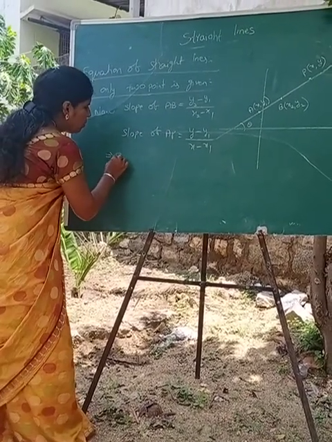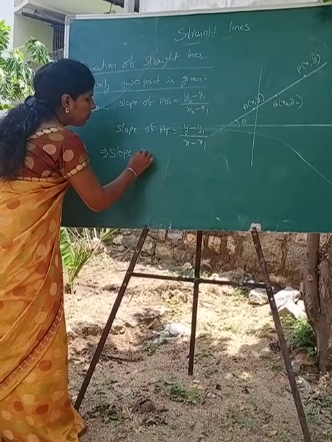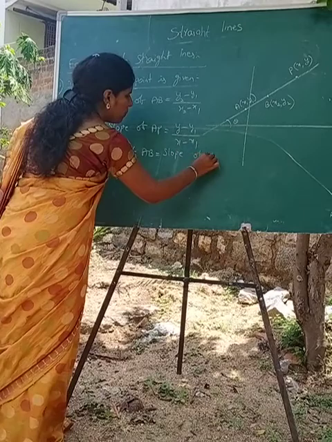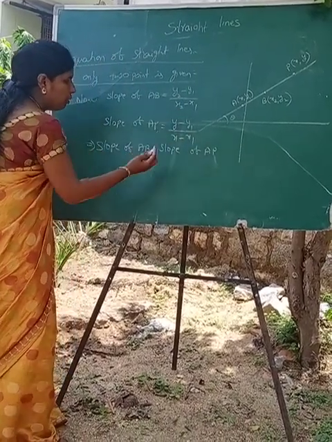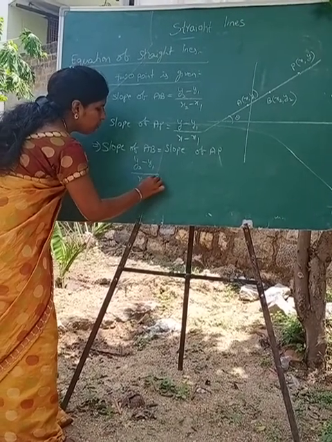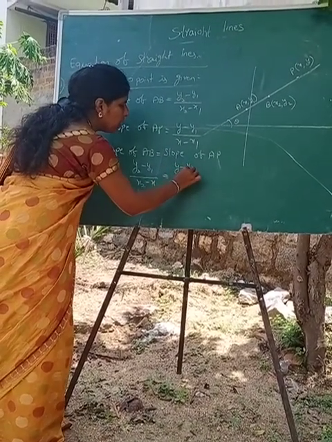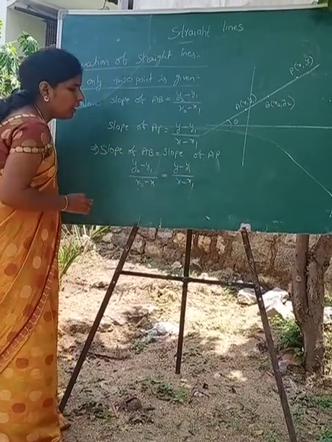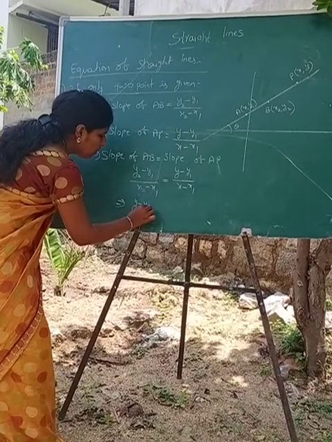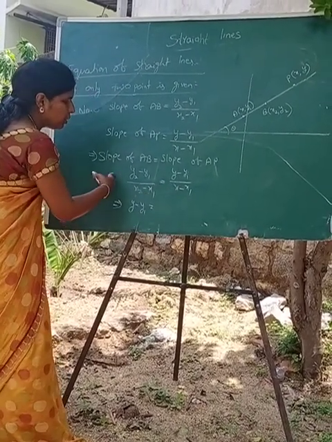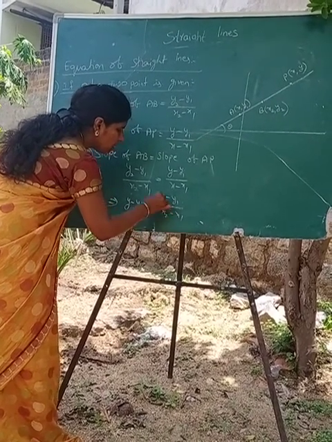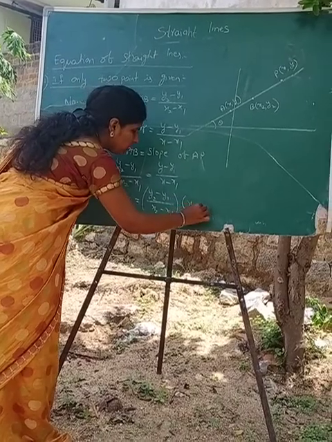That implies the slope of AB is equal to the slope of AP. So I am going to equate both formulas. The first formula is y2 minus y1 by x2 minus x1, and here comes y minus y1 by x minus x1. Taking the cross multiplication again, we get y minus y1 equal to y2 minus y1 by x2 minus x1 into x minus x1.